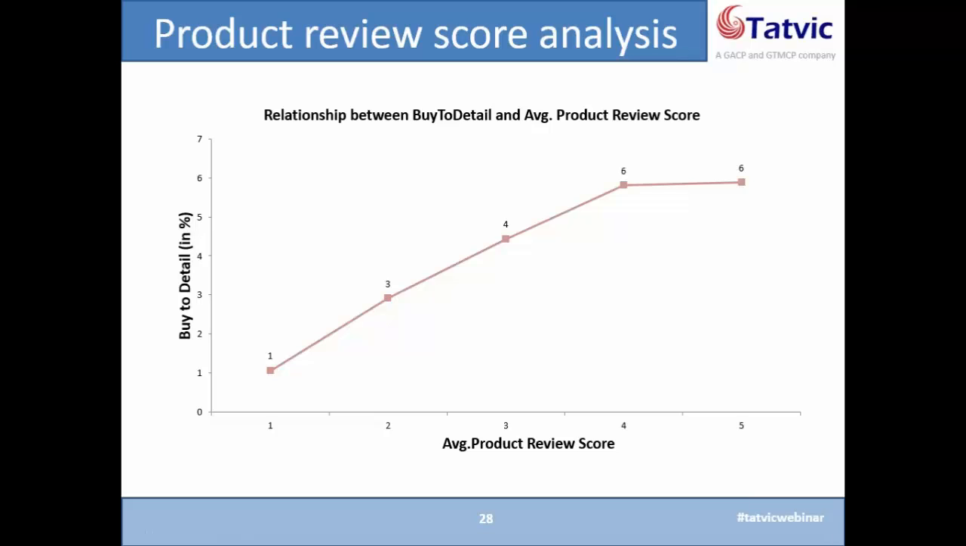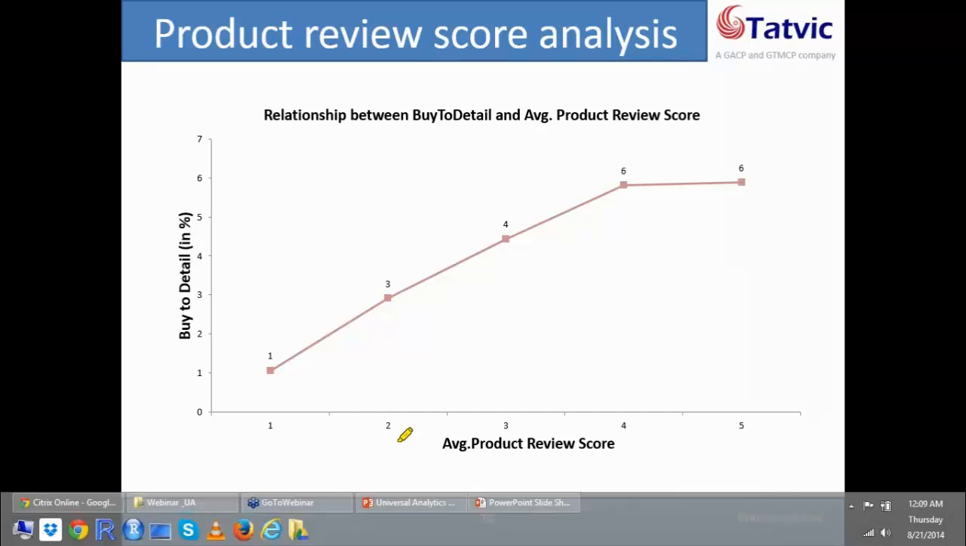But after a review score becomes 4, going from 4 to 5 does not bring any additional buy-to-detail or any additional transactions. So we found that if we could identify the products which had 2 and 3 as their review score, and improve their product reviews, that would take the conversion rate of a product, which is the buy-to-detail rate, from, let's say, 3 to 4 or 4 to 6. So we found this set of products and eventually realized that we have about 10,000 products which fall into this criteria of having reviews.